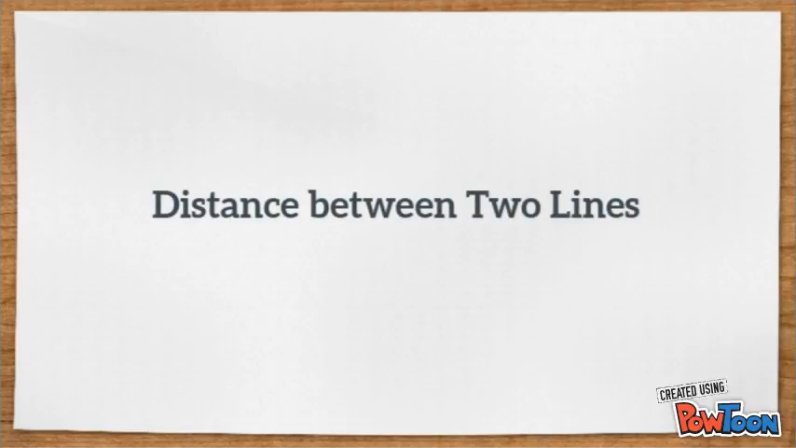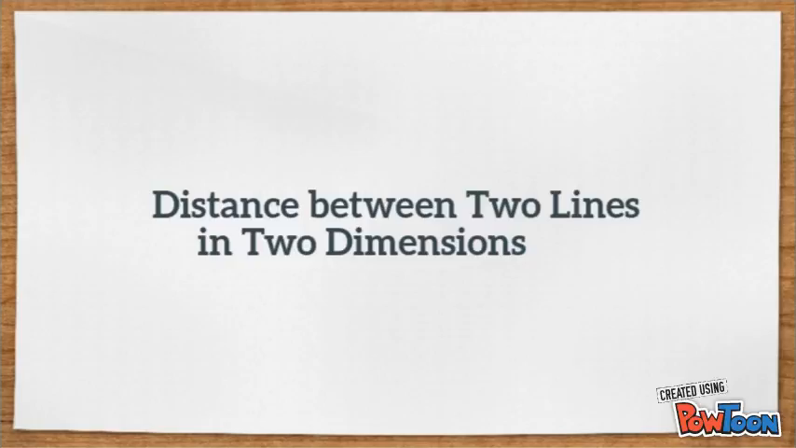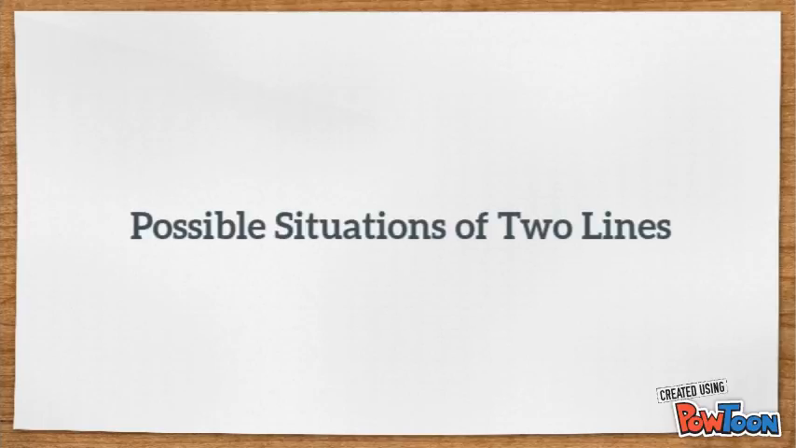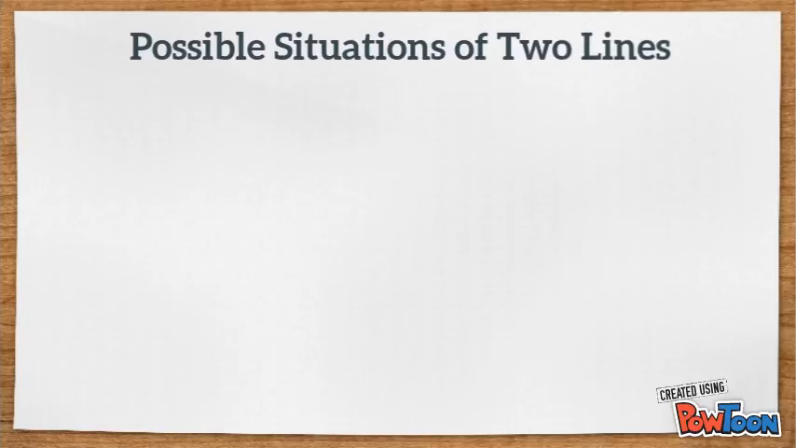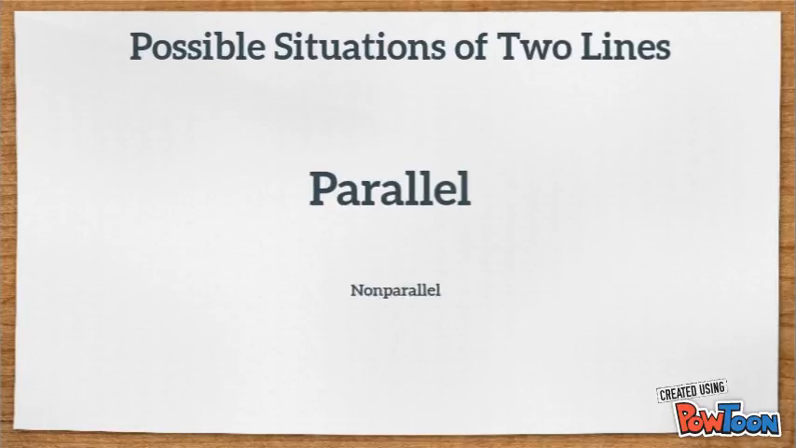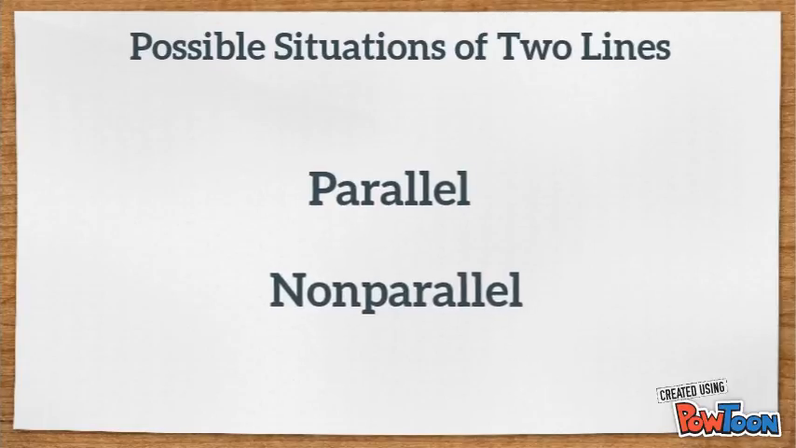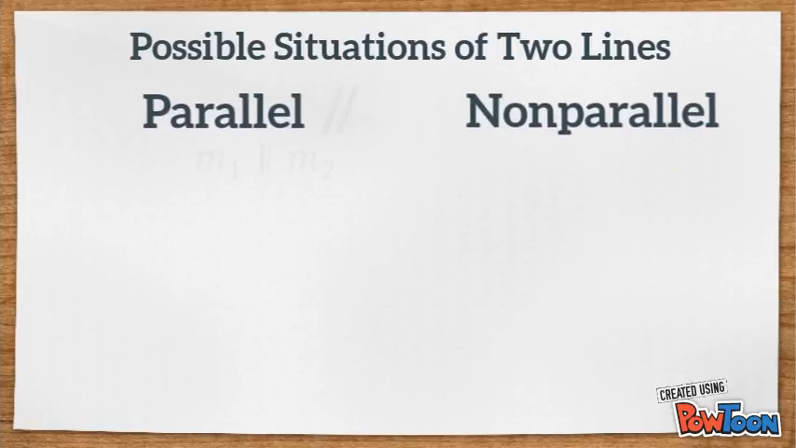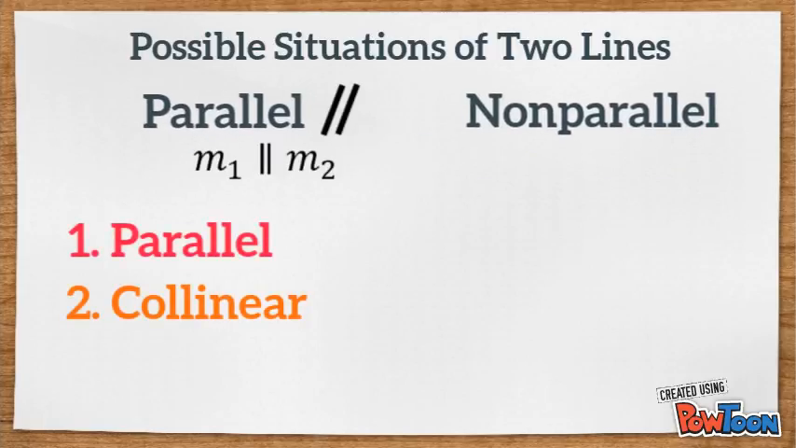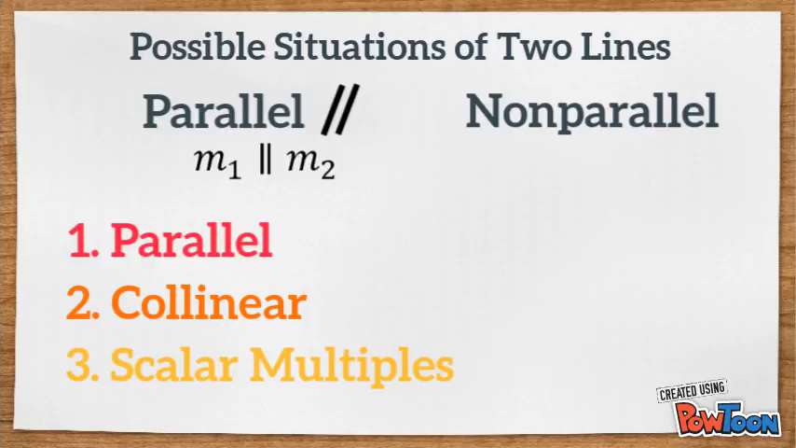Moving on, let's now look at the distance between two lines in two dimensions, also known as R2. Before moving on to considering the distance, we must first consider the possible situations of two lines in a plane. Firstly, two lines will either be parallel or non-parallel. We know that two lines are parallel if their direction vectors are parallel, collinear, or scalar multiples of each other.